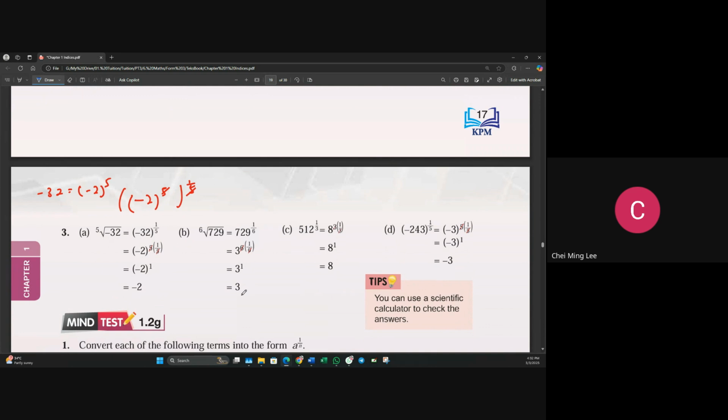You understand up to now? Why is negative 32 changed to negative 2? Yes, because you see, negative 2 times negative 2 is 4, but negative 2 times negative 2 times negative 2 is negative 8. So you see, when the power falls on an odd number, 1, 3, 5, 7, right? A negative base still gets a negative result. So that's why you can change it into negative 2.